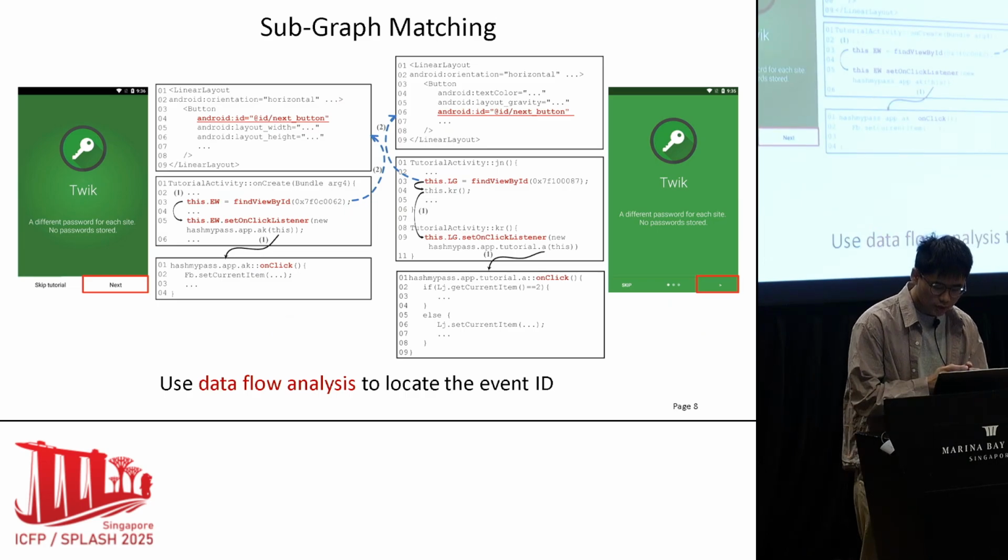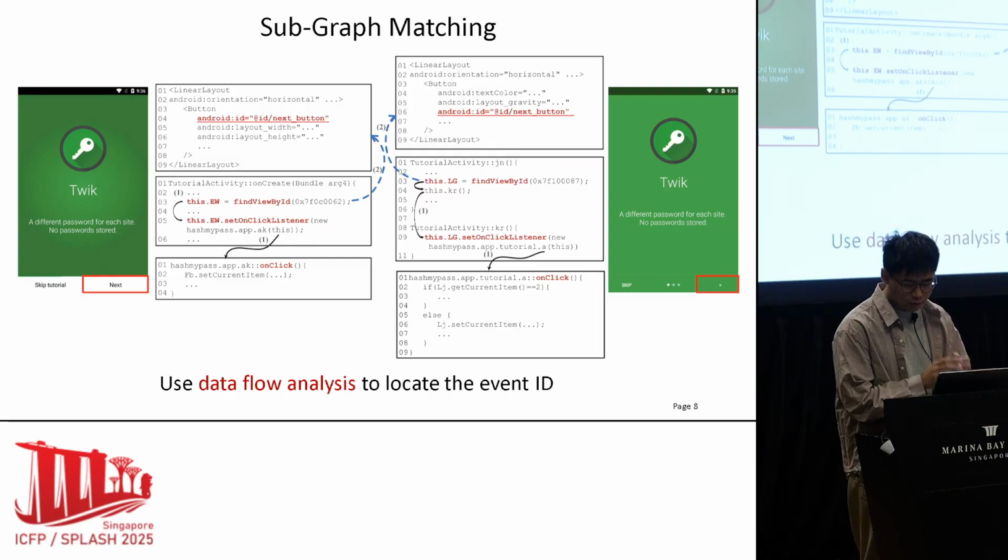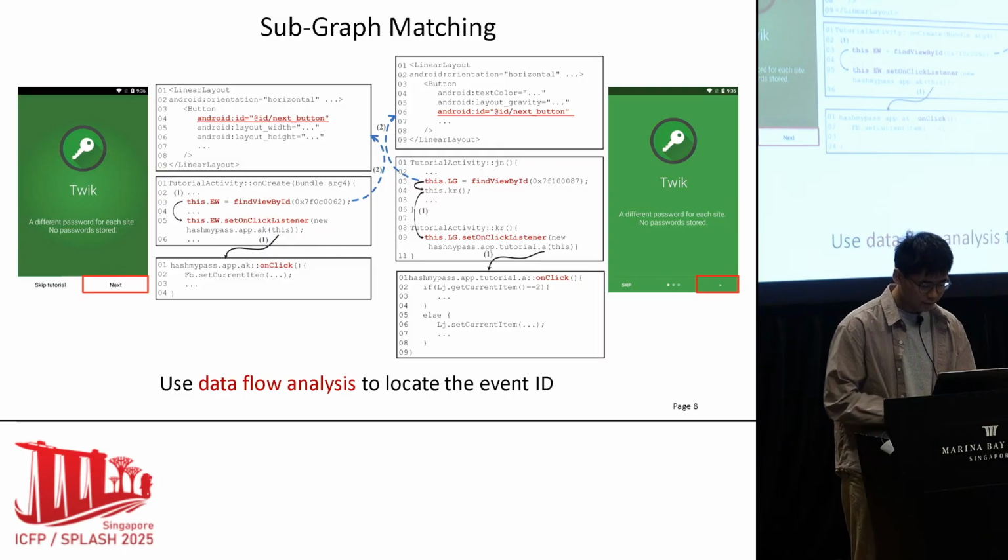Here is a concrete example of how we use program analysis to locate the event ID. Briefly, we use data flow analysis to identify the GUI element of the onClick callback here.